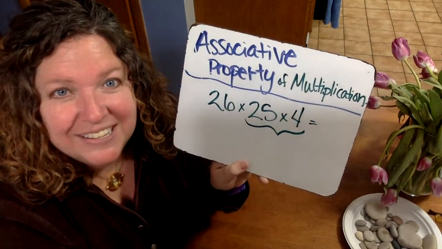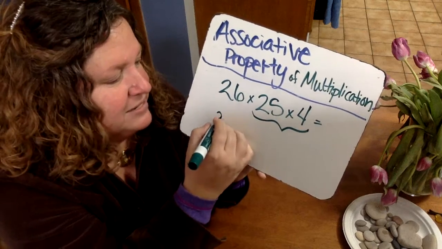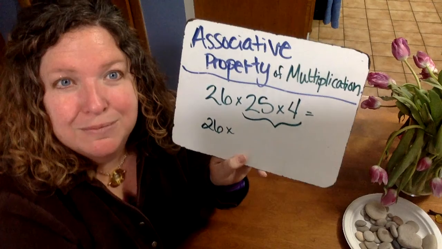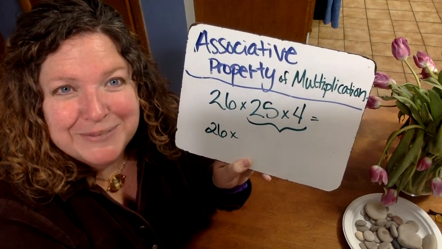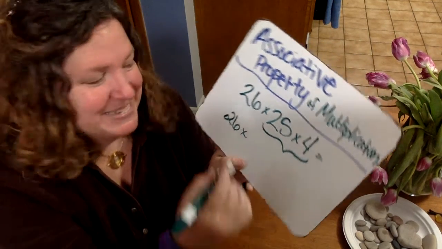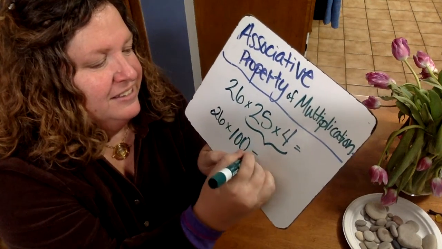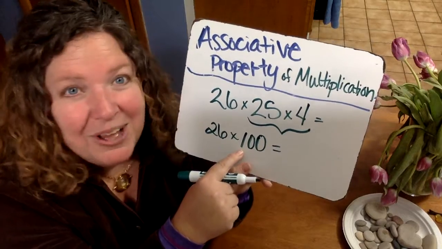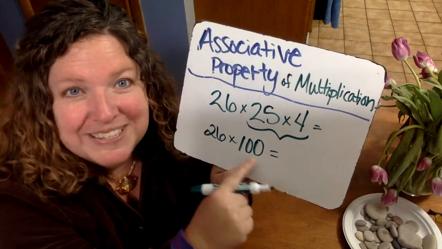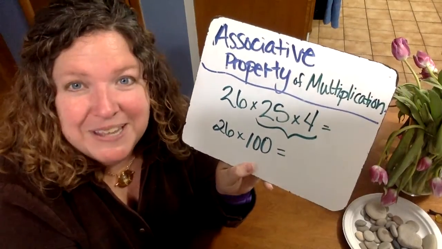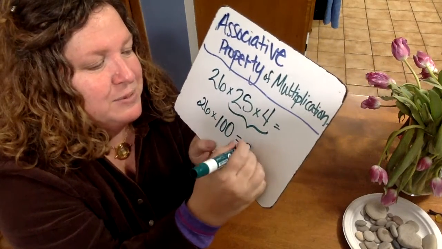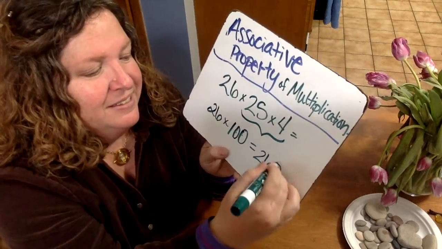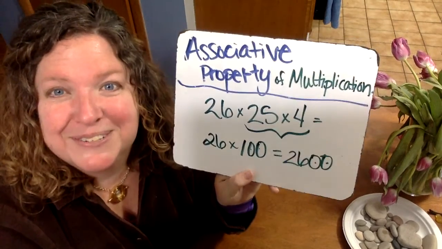I hope you noticed that. What if we skipped over the 26 and we did the 25 times 4 first? What is 25 times 4? I hope you knew it was 100. Now it's super easy. We're awesome with ones. We know the zeros trick. So 26 times 100, 26 times 1 is 26. There's 2 zeros in the problem. That gives us 2 zeros in the answer.